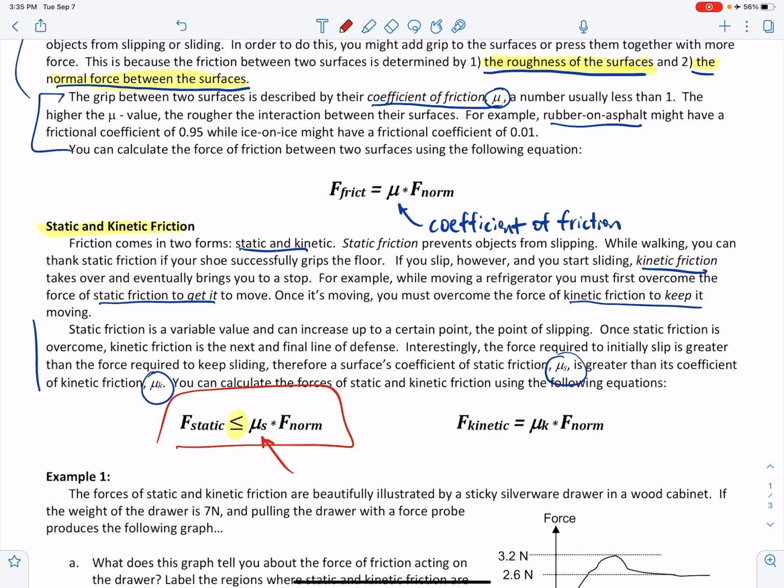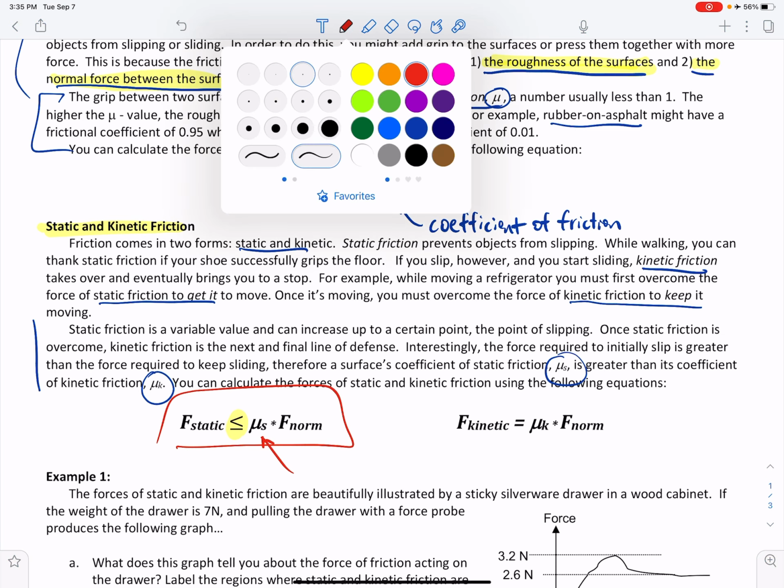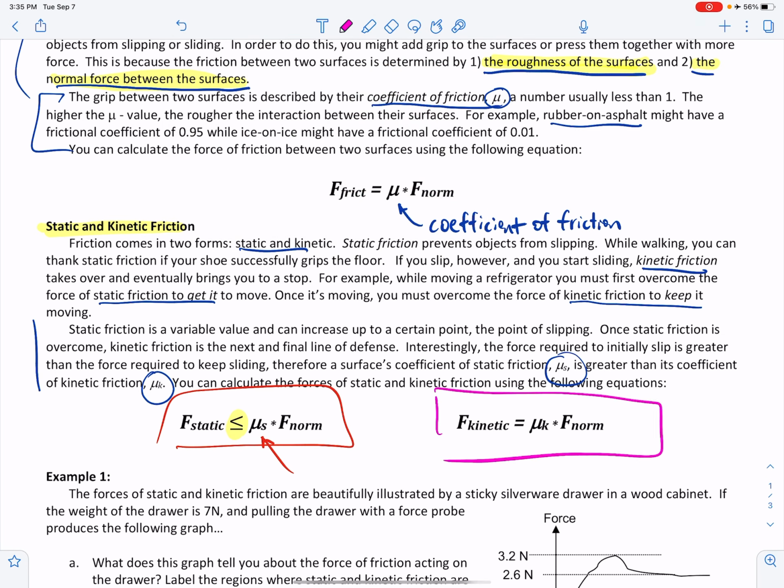But over on this side, for kinetic friction, I'm actually going to change colors to exaggerate the fact that they're different. Kinetic friction has the coefficient of kinetic friction, and then it's got an equal sign, which is indicating that kinetic friction is one value. So we're going to look at an example that's going to really differentiate static friction versus kinetic friction. And I'm going to do that in the next lecture.